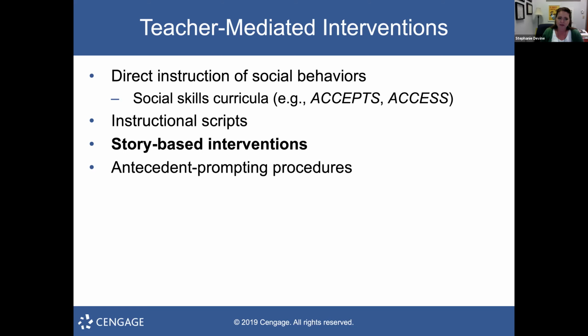Instructional scripts are frequently used and taught to students to help them in certain situations. You give a basic script on how to respond or how to begin a greeting, right? You're teaching that script to the students so they have somewhere to start.